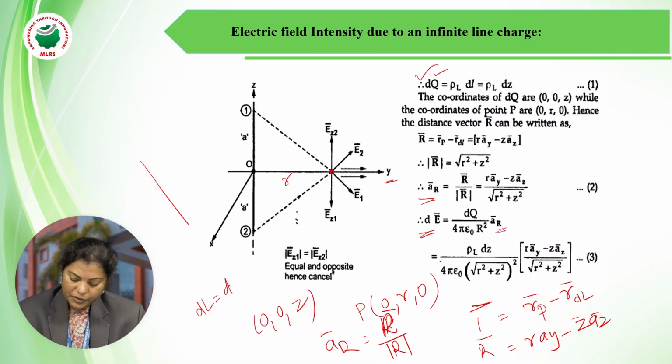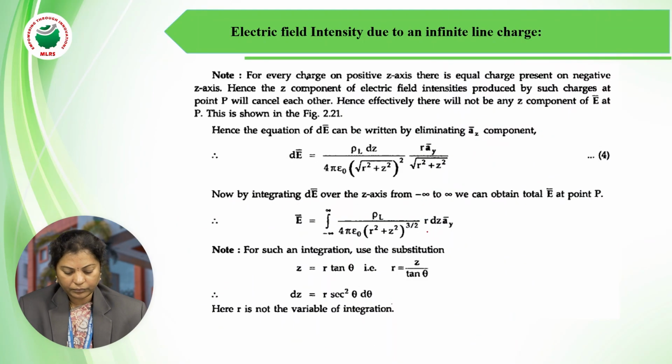After substituting all the quantities, we can write it as rho L into dz by 4 pi epsilon naught into square root of r square plus z square, whole square, into aR. aR is the unit vector, so r into ay minus z into az by square root of r square plus z square. So this is the differential electric field intensity.